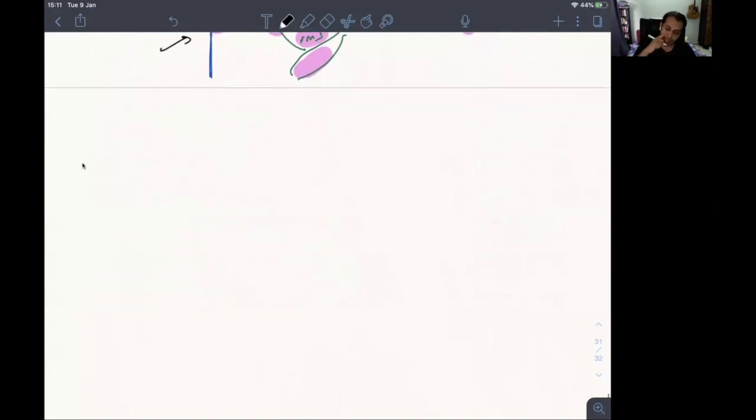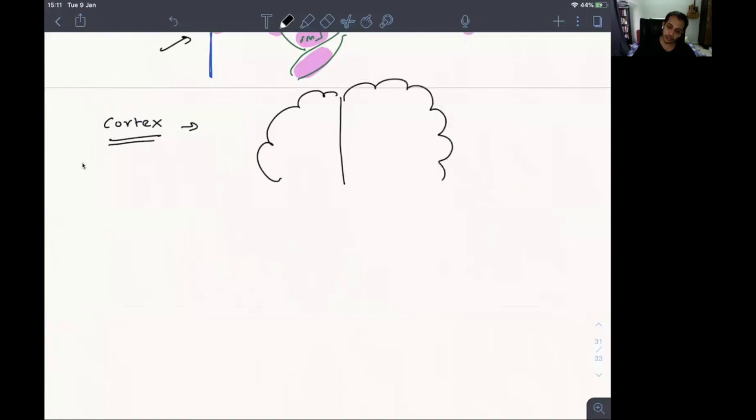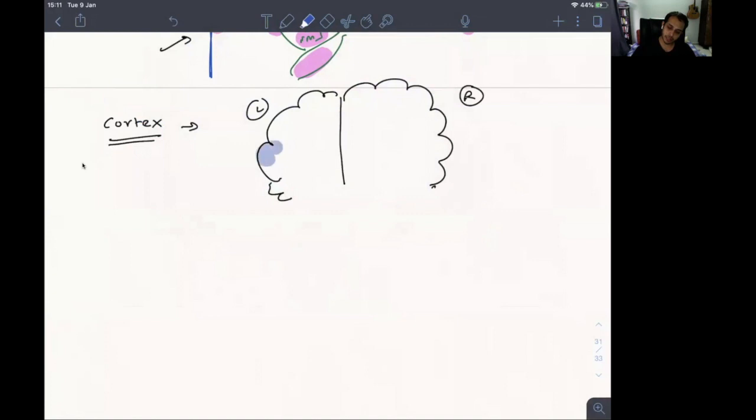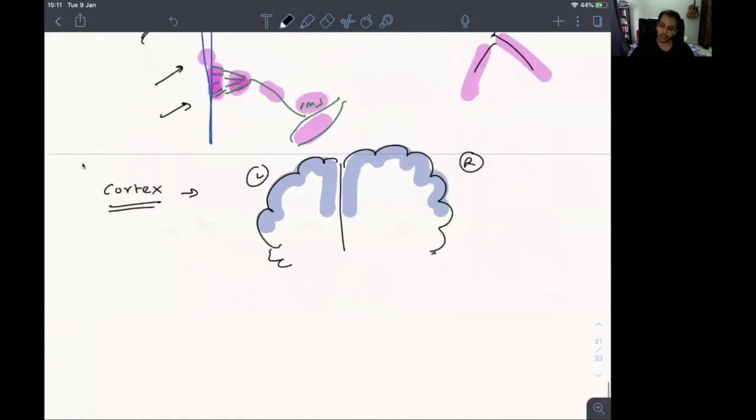So can a lesion in the cortex cause paraparesis? The answer is yes. For this you have to know the anatomy of the cortex a little bit. So this is the brain, and this is the left side and the right side. You have your motor cortex somewhere like this. And some of you may remember that we had discussed the homunculus.